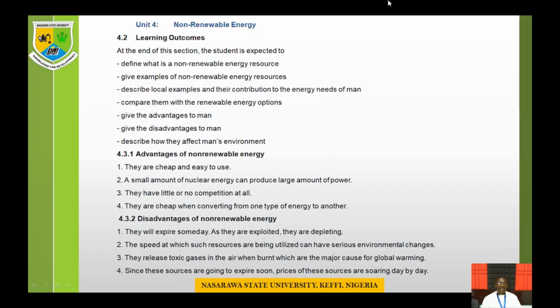They release toxic gases in the air when burnt, which are the major cause of global warming. Since these sources are going to expire soon, prices are soaring day by day.